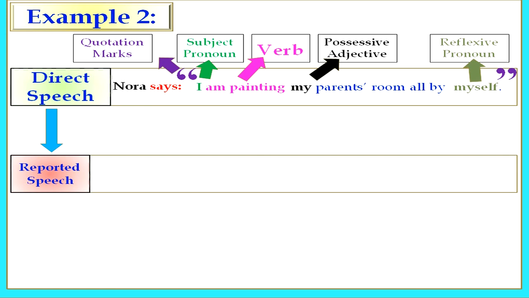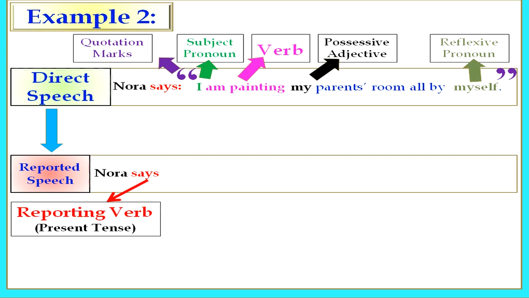So we start with Nora says. Says here is the reporting verb, as we said in the first example, and it is in the present tense. So we need to pay attention to the changes we talked about before. Do you remember them? That's good. After Nora says, we need to pay attention to this part, which is the colon. Do we need a colon in reported speech? Of course we don't. What about the quotation marks? We don't need the quotation marks in reported speech, but they are important in direct speech.